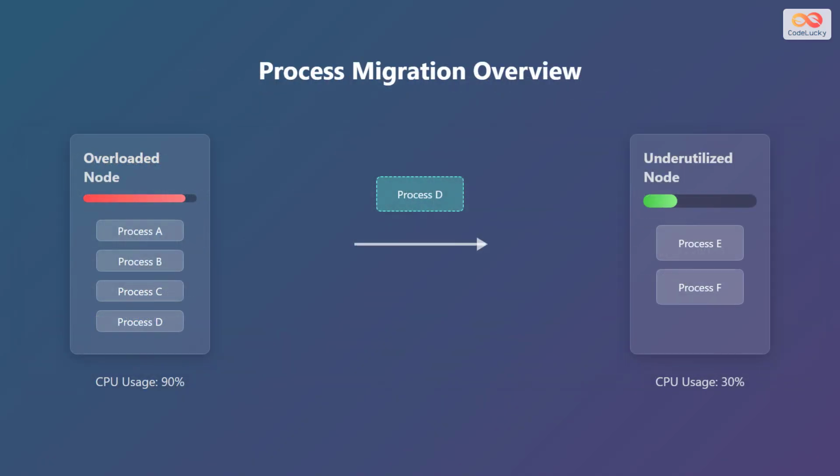Here is an overview of process migration. Process migration involves moving a process from one node, usually an overloaded one, to another which is underutilized. Consider a scenario where we have an overloaded node with processes A, B, C, and D, and its CPU usage is at 90%. Process D is selected for migration to an underutilized node. After the migration, the underutilized node, which already has processes E and F, now takes on process D. The CPU usage on this node is only at 30%. This migration helps balance the load across the nodes, improving overall system performance.